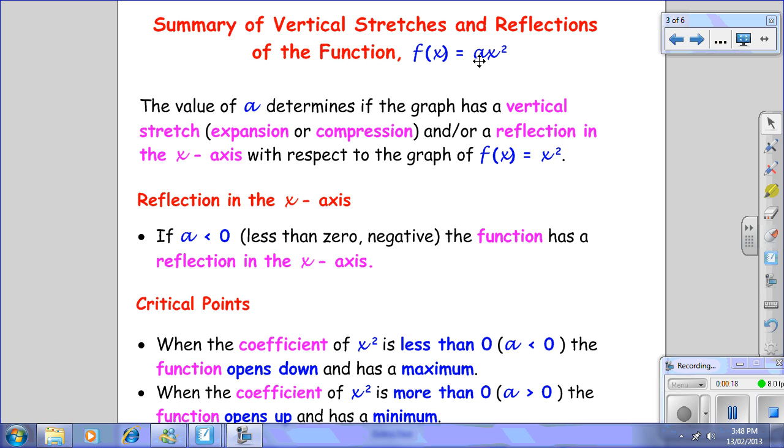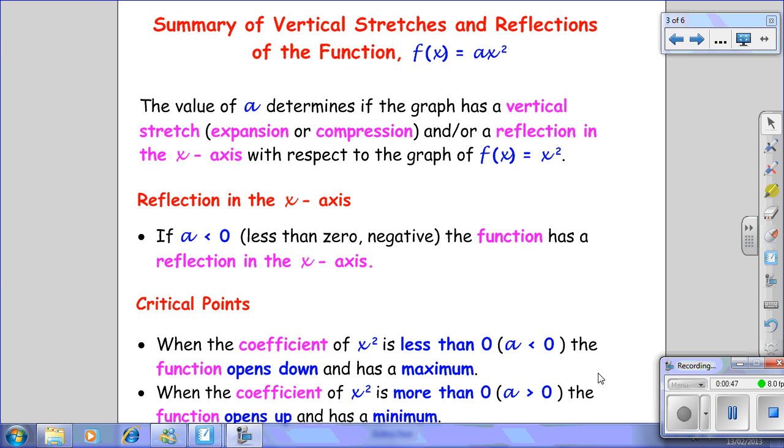So the value of a determines if the graph has a vertical stretch. So if I'm expanding, my arms are going up to the sky, or it's a compression where my arms flatten like a pancake if I use my arms to represent the U-shaped curve f(x) = x². Now, I could also have a reflection in the x-axis based on the a value. And that occurs when the a value is less than 0 or negative. When this occurs, the function is reflected in the x-axis.